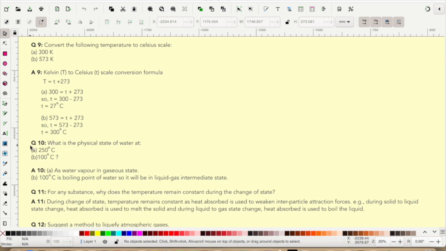Question 10. What is the physical state of water at 250 degrees centigrade and at 100 degrees centigrade? So at 250 degrees centigrade, water will be in the form of water vapor, which is gaseous state. 100 degrees centigrade is the boiling temperature of water. So it will be in liquid gas intermediate state.